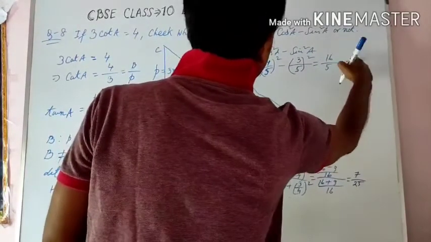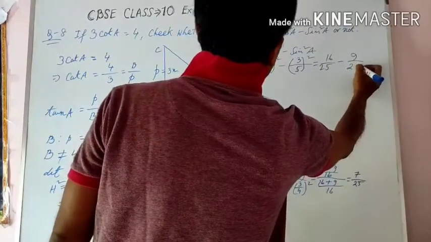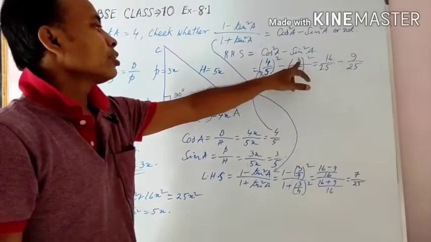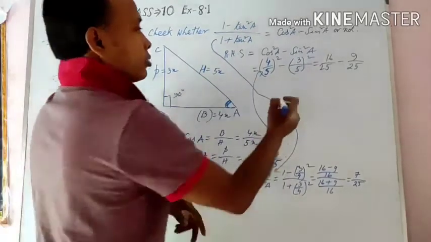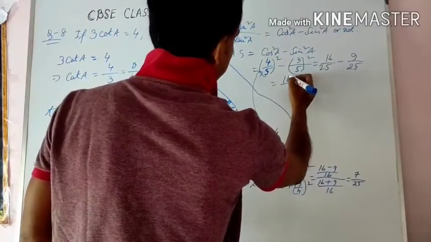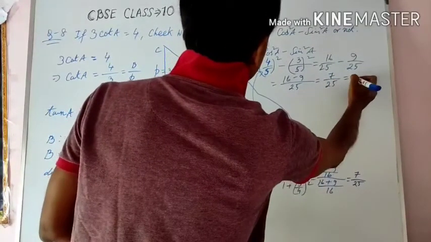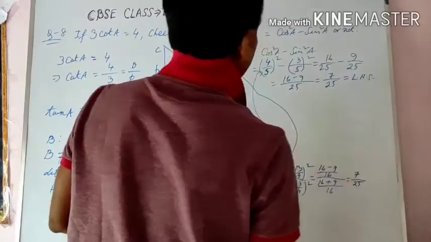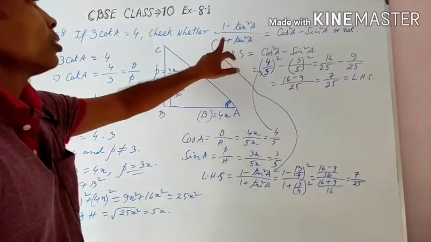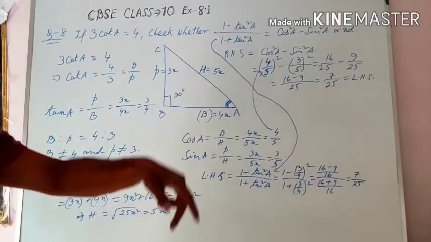It is equal to 16/25 minus 9/25. 4 square is 16, 5 square is 25, 3 square is 9, 5 square is 25. The LCM is 25, that is 16 minus 9, which is equal to 7/25, which is equal to the left hand side. So left hand side is equal to right hand side. That is, (1 minus tan square A) by (1 plus tan square A) is equal to cos square A minus sin square A. That is true.